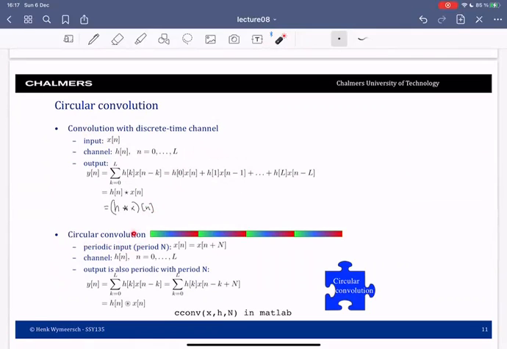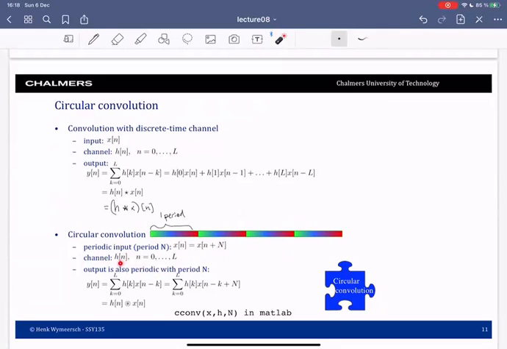Now, circular convolution is a special case of this where the input is periodic. So the input has a certain period, let's say N. This is what this colored picture shows. So I'm sending the same data many times with this period of length N. So this implies that the input at time n is the same as the input one period later. So all that matters to describe the signal is one period. If you know one period, you know the whole input signal.